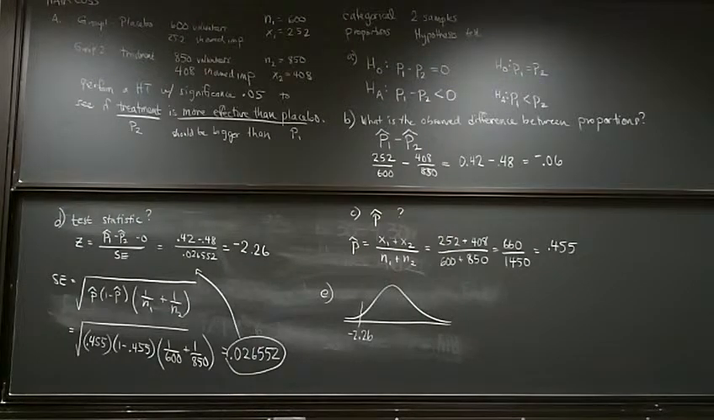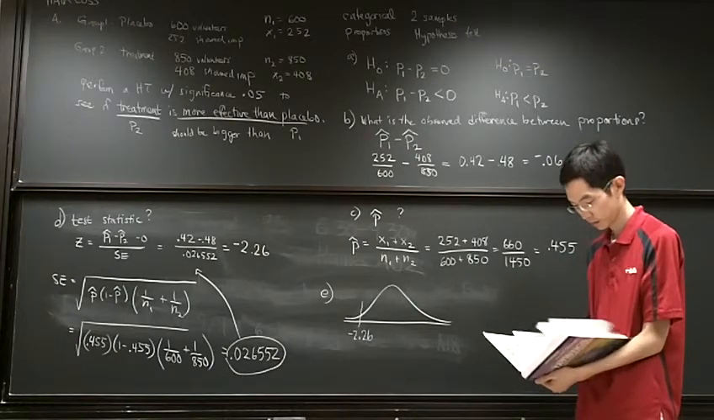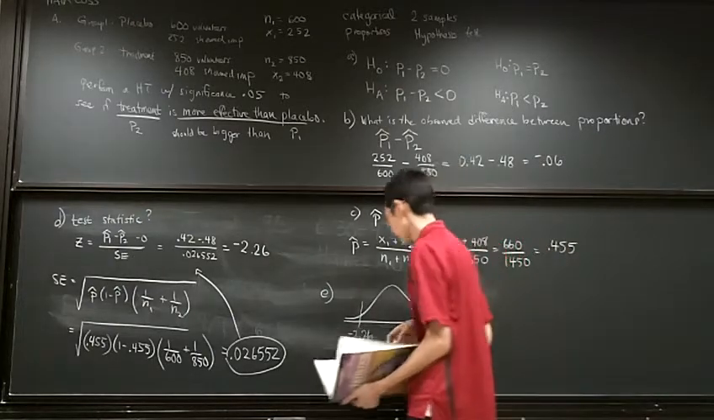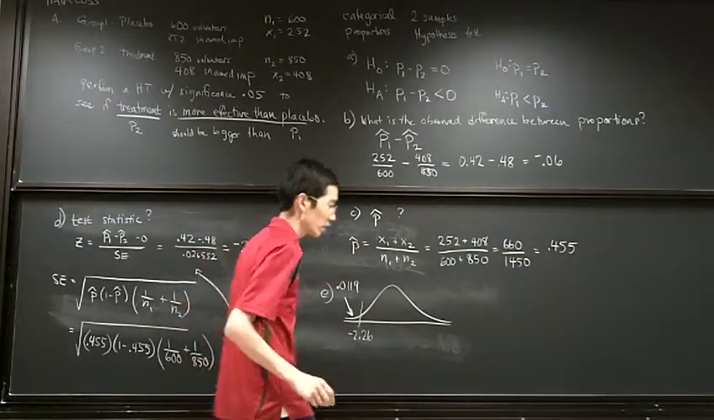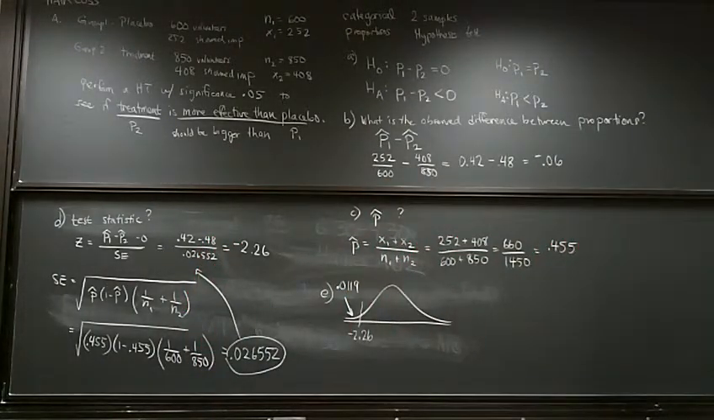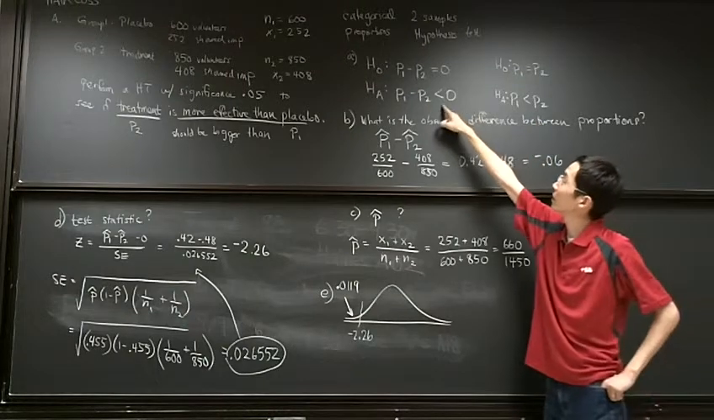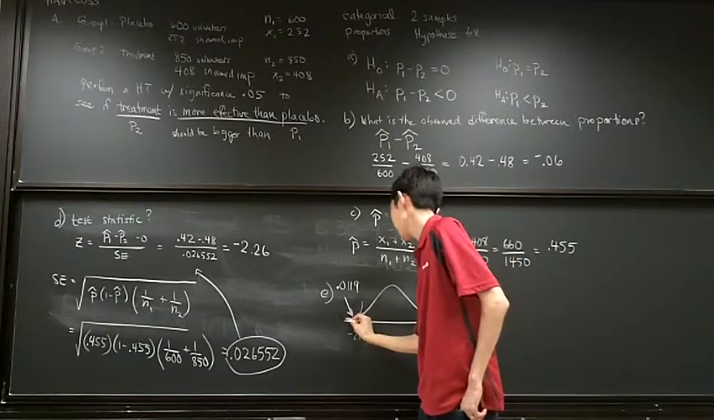And negative 2.26. 0.0119. Okay. Is that my p-value, or do I have to double it to get my p-value? How do I know that I need to double it? No, actually I leave it. So I don't have a not equal sign, I have a less than sign. So this is my p-value.